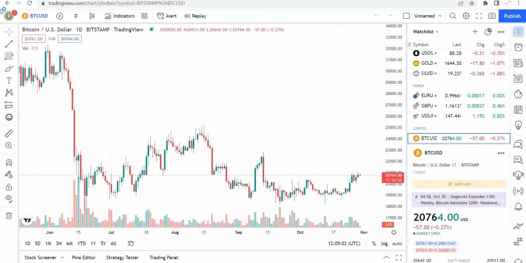So let's go ahead and take a look at Bitcoin to the US dollar here. This is tradingview.com. You can use it for any of your charting needs if you really want. Then you can actually connect it to your broker. So first we're going to go over here and get a horizontal line.